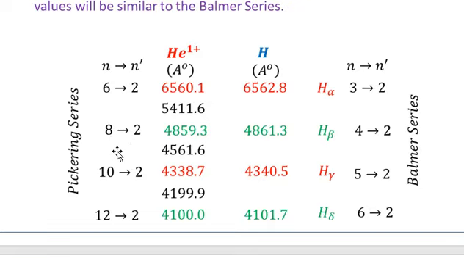to 2. The next one will be from 9 to 2, which I have not shown. The next one is 10 to 2, which I have shown. The next one will be from 11 to 2, which I have not shown. And the next one, which is from 12 to 2, I have shown. So I have shown the even values of these, because these even values will correspond to the values of the Balmer series formula. And you know that I have also shown the wavelength for the singly ionized helium atom.